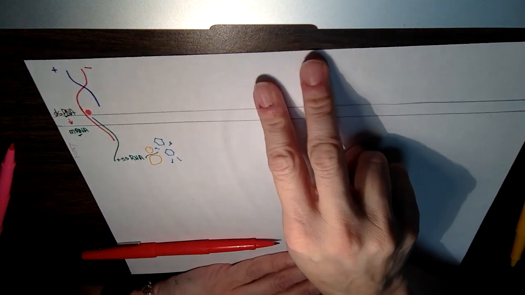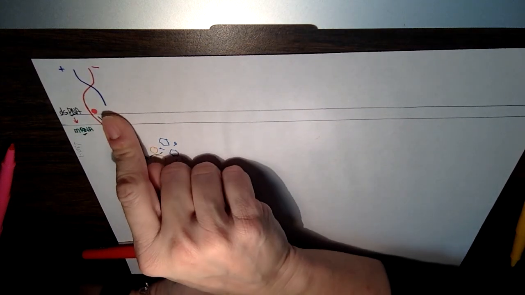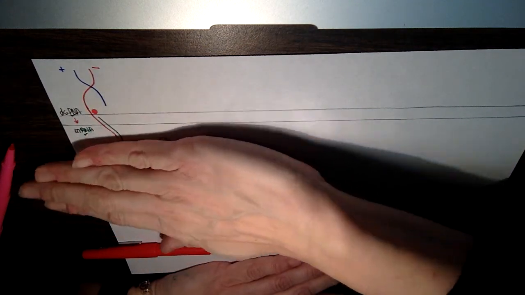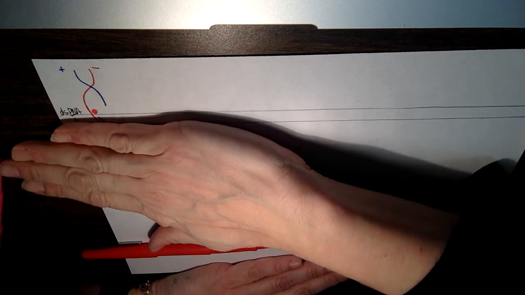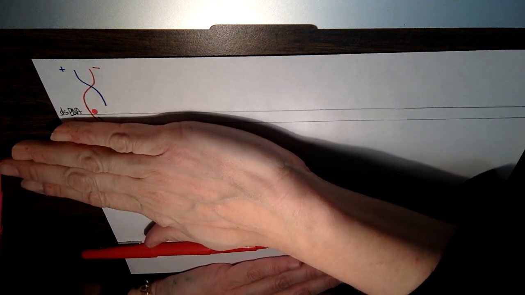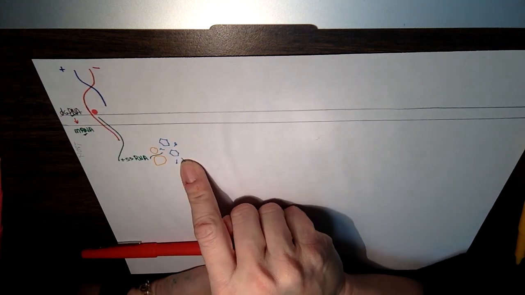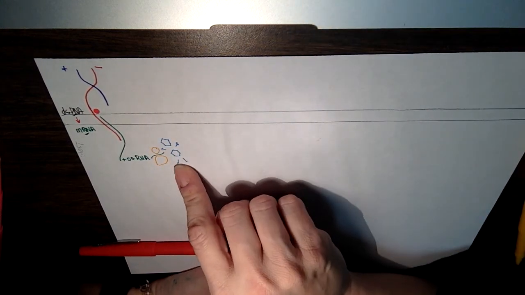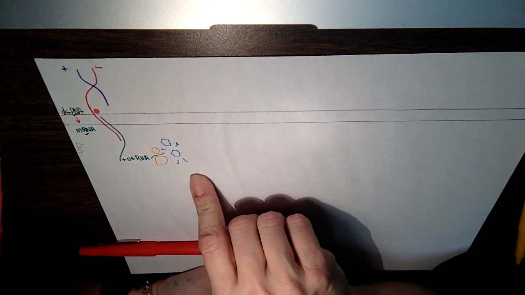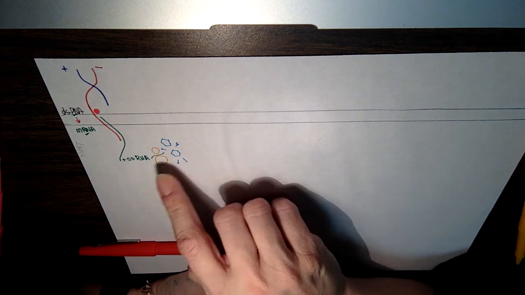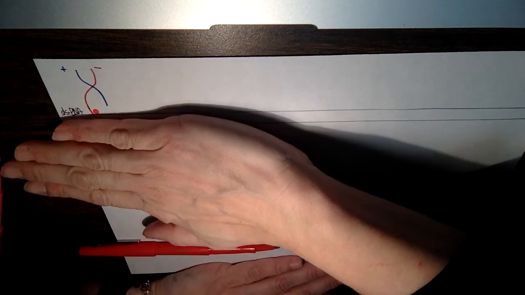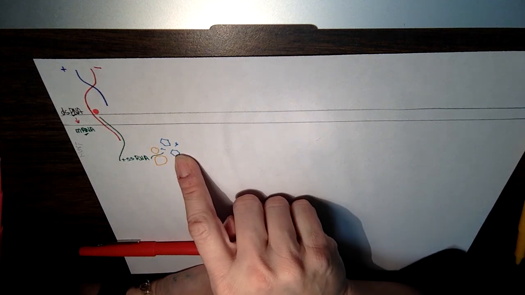The second goal is to duplicate our original form of genetic material. So the virus started off as a double-stranded DNA. We need more double-stranded DNA to package into the capsid. Okay? So we need to get more of this double-stranded DNA to package into here.